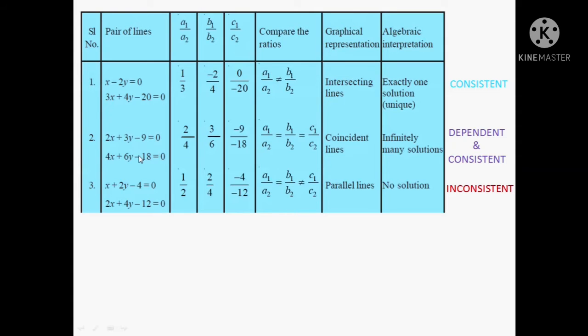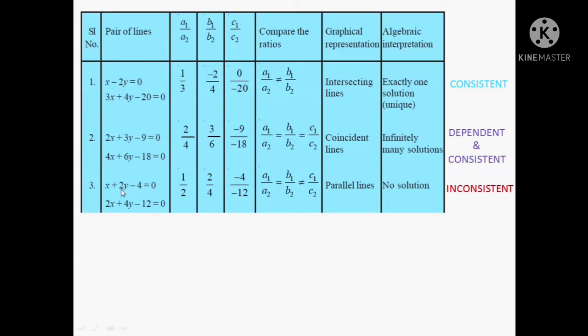Now let us take the second one. In this pair of equations, let us see the ratio of the coefficients. Now here a1 by a2 is equal to b1 by b2 is equal to c1 by c2. They are coincident lines. That means they are touching each other at a number of points. So they will have infinitely many solutions. They will be dependent and consistent in nature.